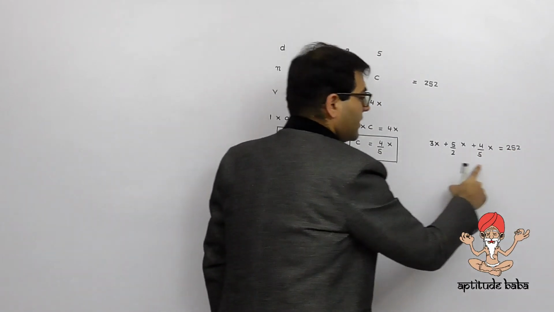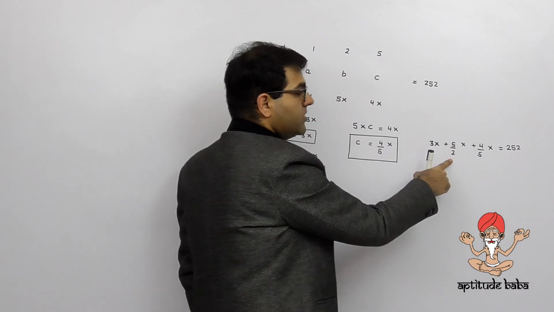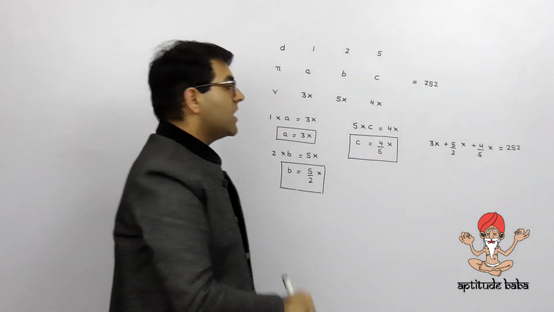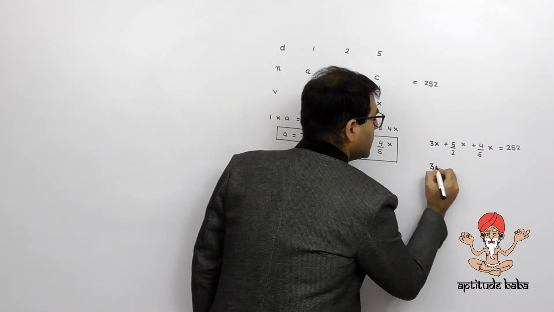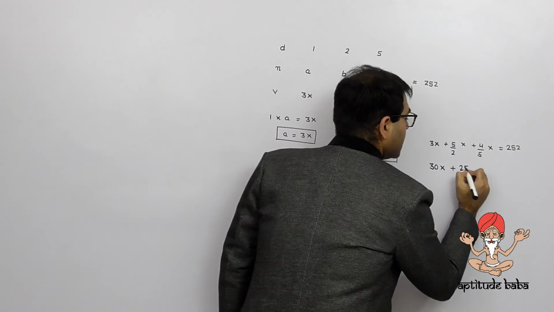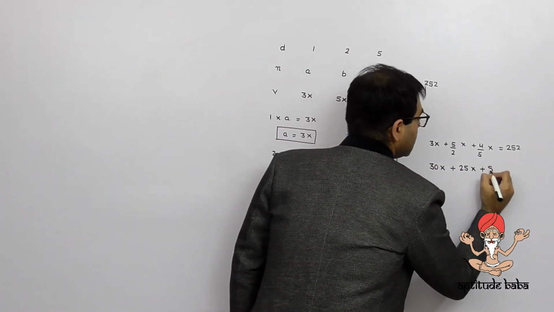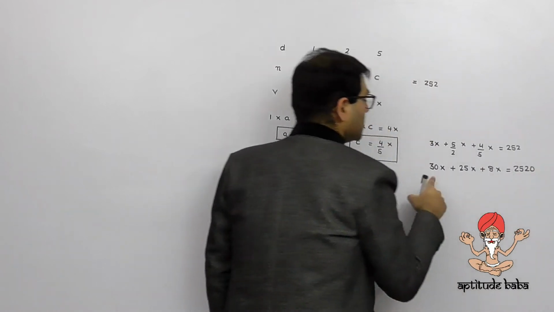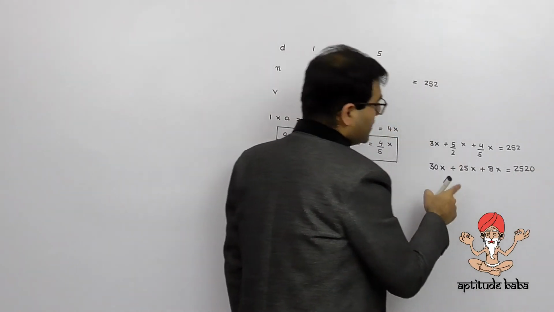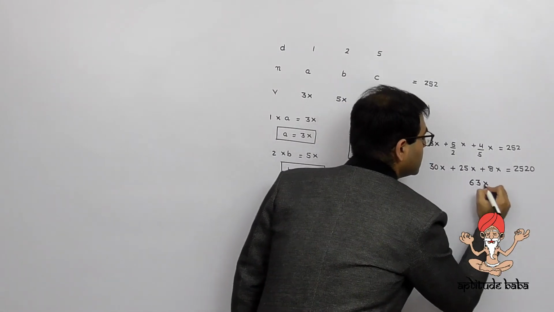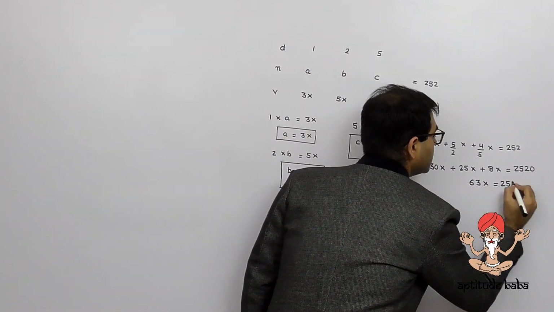How to simplify this equation? Well, here the denominator has 2, and here the denominator has 5. Multiply the equation throughout with 10. So what do we get here? We get 30x plus 25x plus 8x equals 2520. Now 30x plus 25x is 55x, 55x plus 8x is 63x. So 63x is equal to 2520.